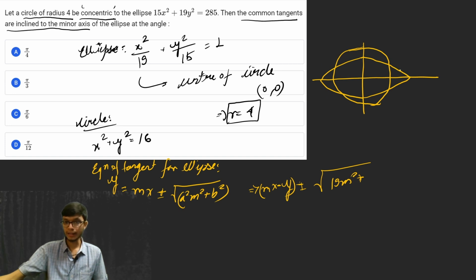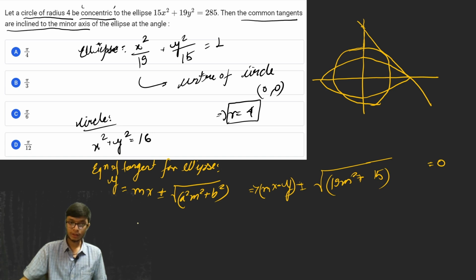So it is saying that the common tangent, you can see this is a common tangent like this, and it is inclined to the minor axis. What is the minor axis? The y-axis. So it is inclined to the y-axis at what angle? That's what the question is asking. So from here I'll get the condition for the tangent as 19 m square plus 15 is equal to 0.